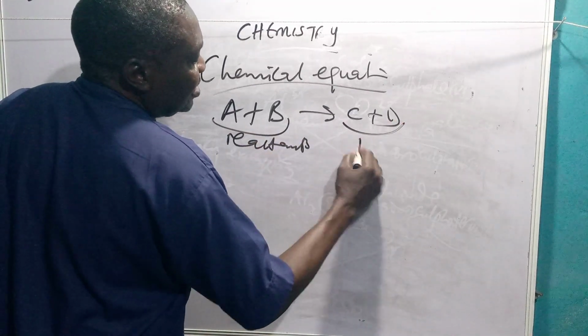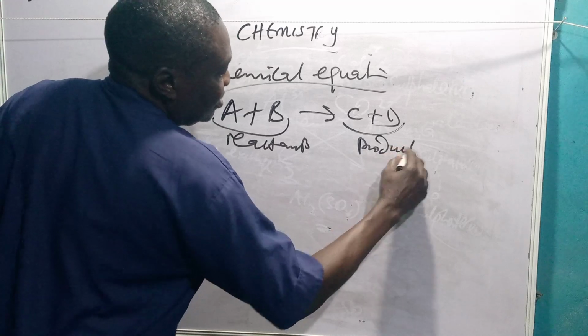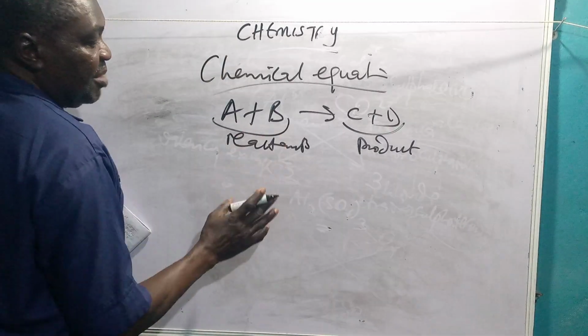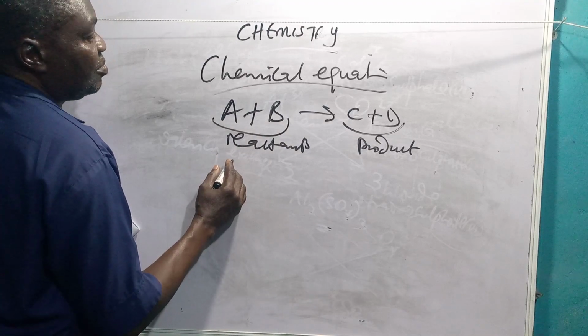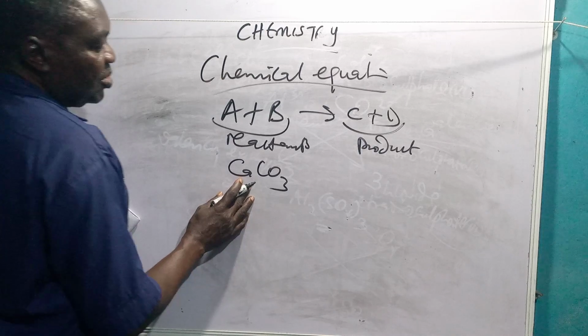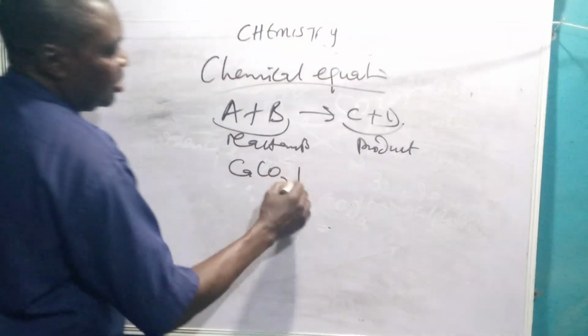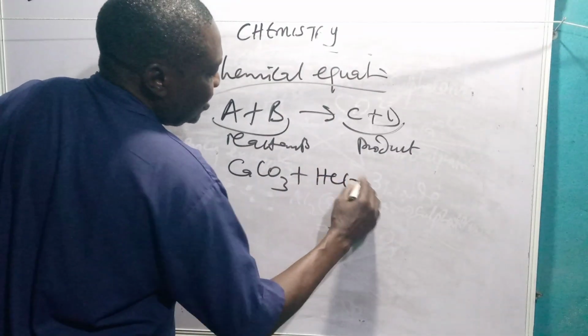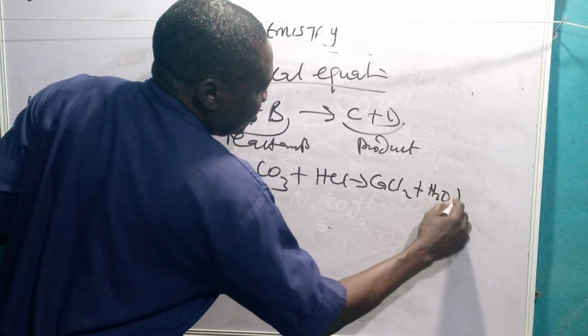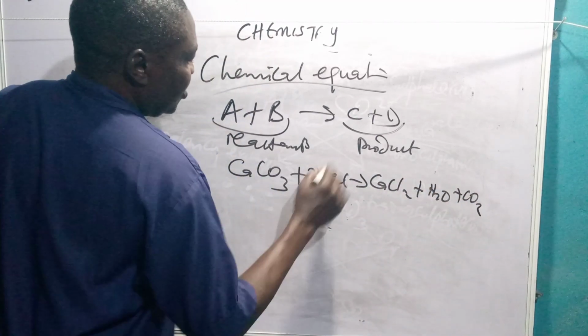This is the right-hand side, which is the product. Let's give it real elements. Let's say I have CaCO3. Let's just use CaCO3 plus HCl to give you CaCl2 plus H2O plus CO2. You have to put 2 here.